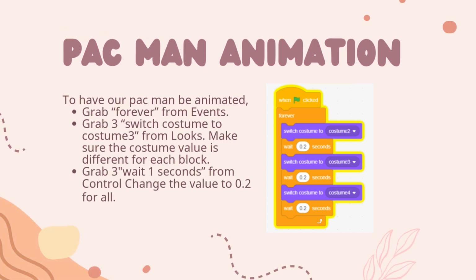To have our Pac-Man animated, grab forever from Control. Grab 3 switch costume to blocks from Looks. Make sure the costume value is different for each block. Grab 3 wait 1 seconds blocks from Control and change the value to 0.2 for all. This will have our Pac-Man looking different every 0.2 seconds.